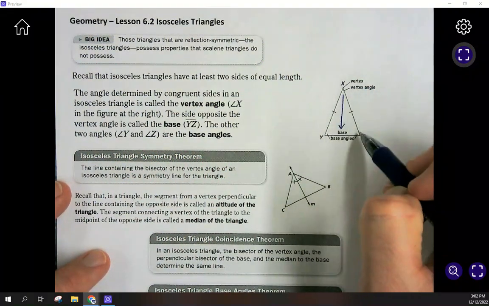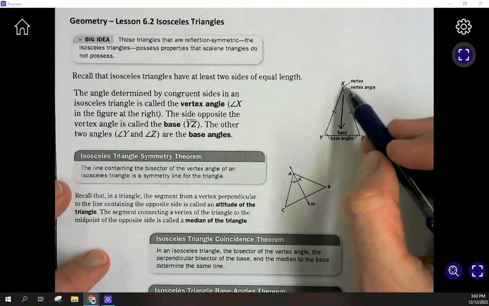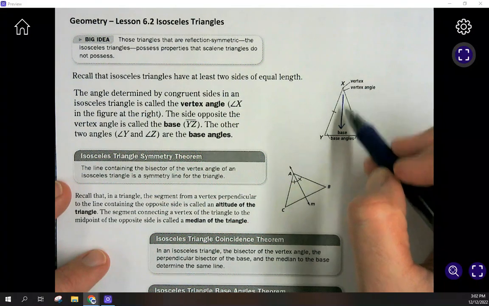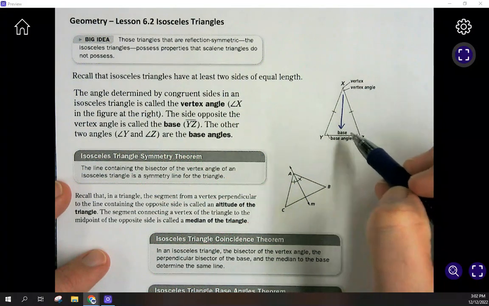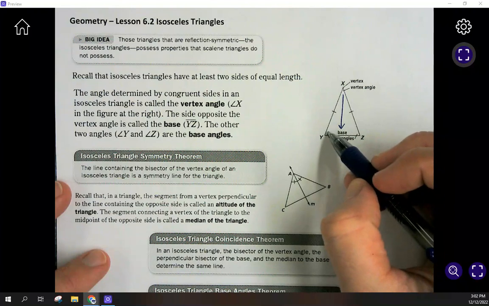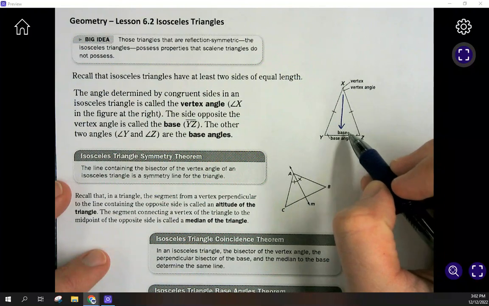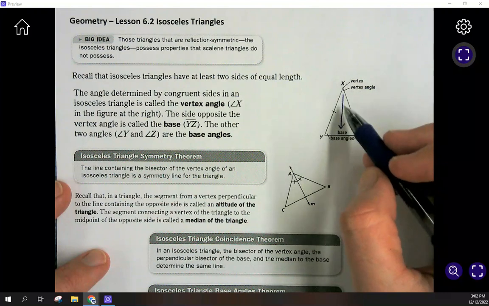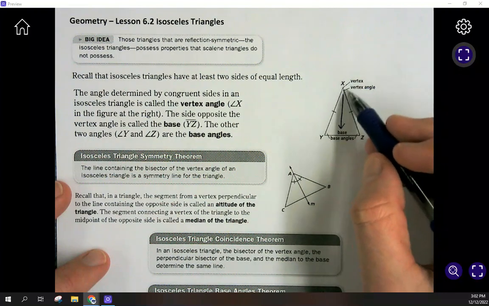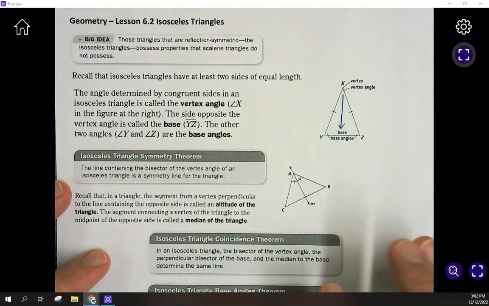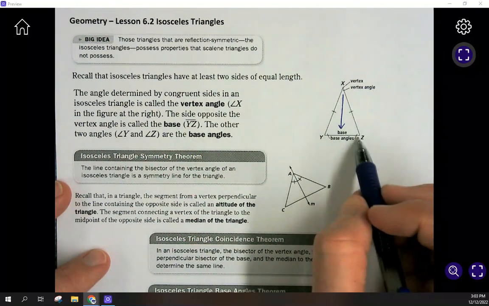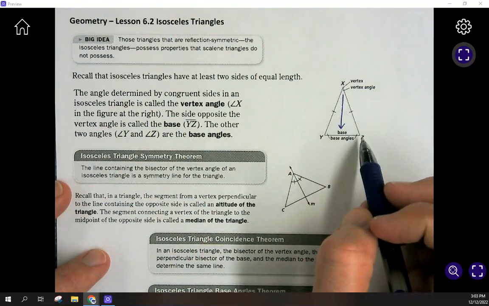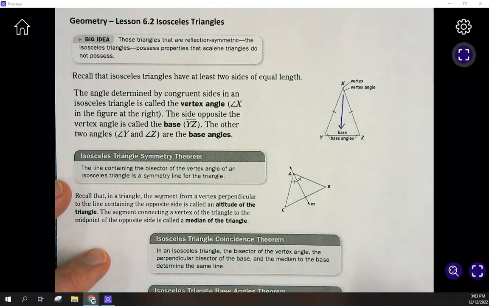So you have two equal sides. That's what makes it isosceles. Where they meet is your vertex angle. And what ends up happening, we're going to get into this, is it creates two angles down here, the base angles that are equal, and a third angle at the vertex, which if I only have two equal sides, will not equal these two angles. Okay, so there's your vocabulary, your base, your two congruent sides, and your vertex.